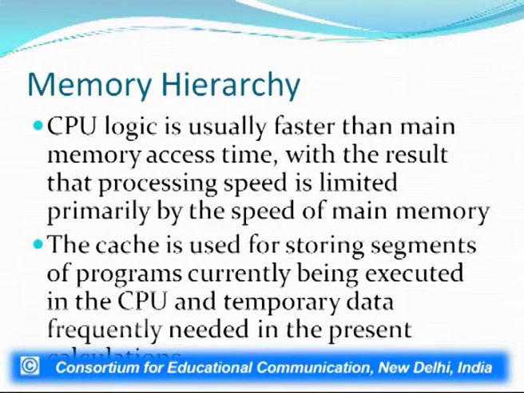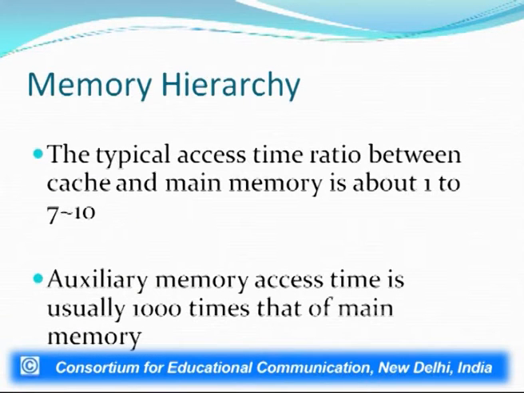Here you see how the memory hierarchy is being organized, whether it is an auxiliary memory, a main memory, or a cache memory. The typical access time ratio between cache and the main memory is about 1:7 up to 10. Auxiliary memory access time is usually 1000 times that of main memory.